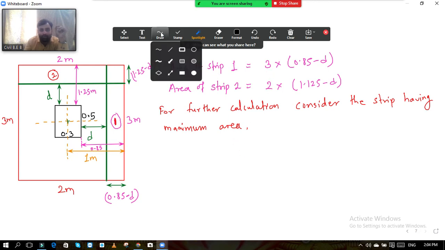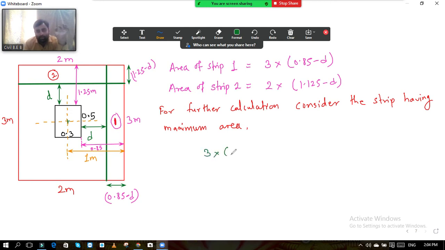See, I will write here first area. This is a rough calculation. I am telling you for your understanding. Don't write it in the exam. So it is 3 into 0.85 minus d. This is our first area, this is for strip 1. And for strip 2, what is the area? 2 into 1.125 minus d.